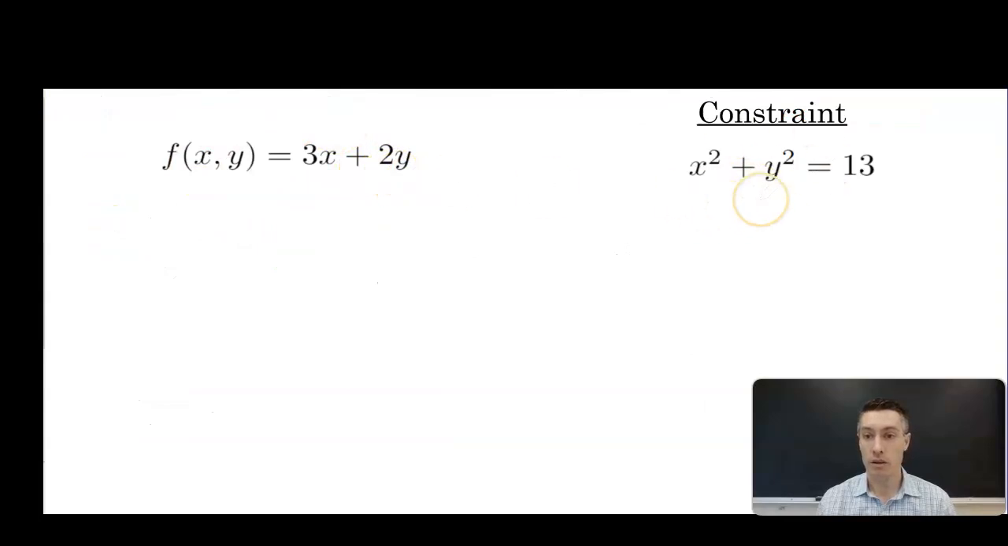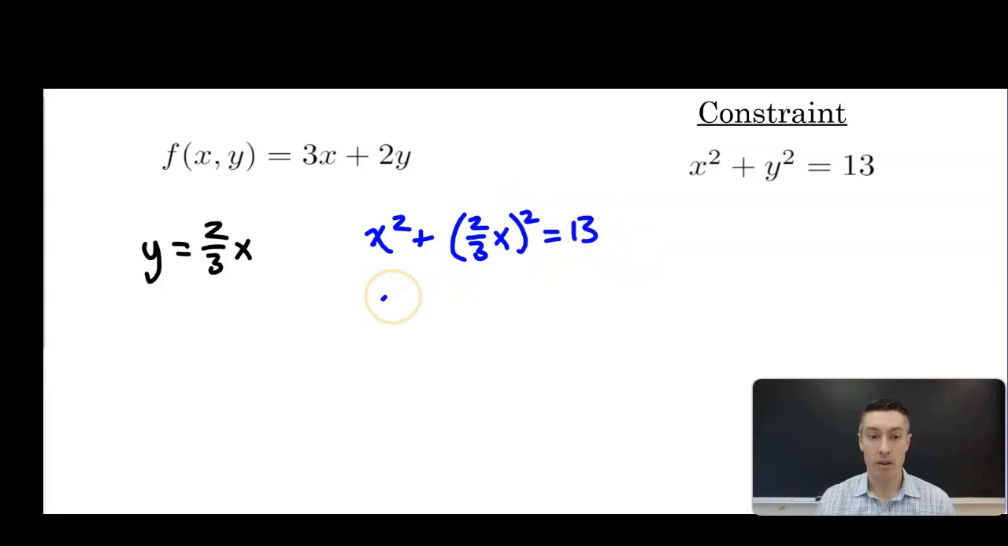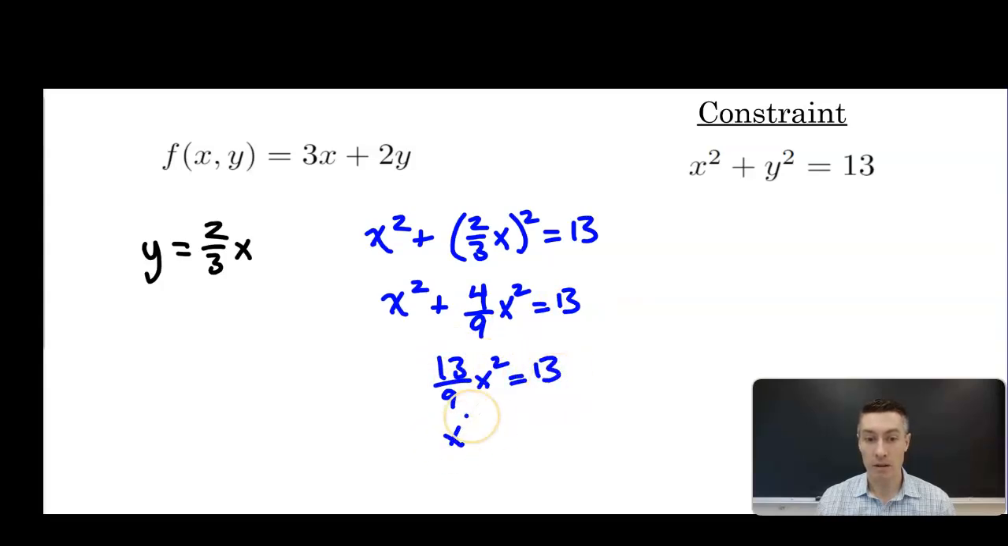So here's our function still, here's our constraint. We established that y equals 2/3 x. Now what we have to use this for is solving in our constraint. So then we go into our constraint, so we have x squared plus 2/3 x squared equals 13. So x squared plus 4 over 9 x squared equals 13. So 13 over 9 x squared equals 13. x squared equals 9. x equals plus or minus 3.